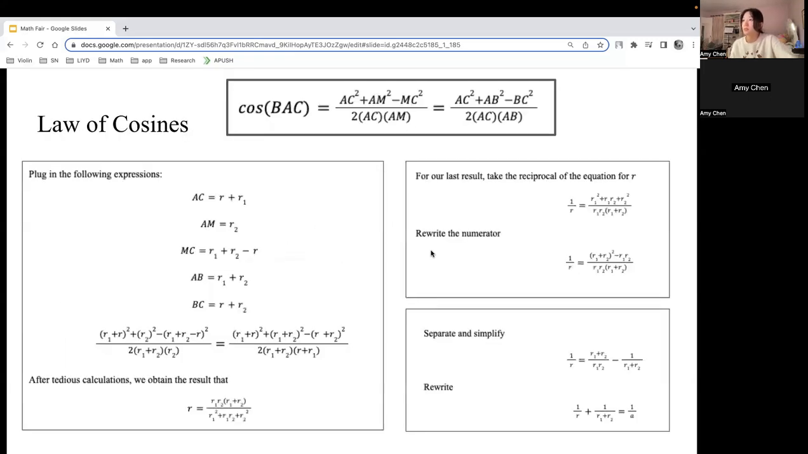Finally, using the law of cosines, let R be the radius of the inscribed circle. To find the value of R, observe triangles AMC and ABC. Our strategy will be to find an expression for the cosine of angle BAC in both triangles using the law of cosines, then plug in the following expressions. The result is an expression, 1 over R plus 1 over R1 plus R2 equals 1 over a, involving all the major parameters of the Arbelos.